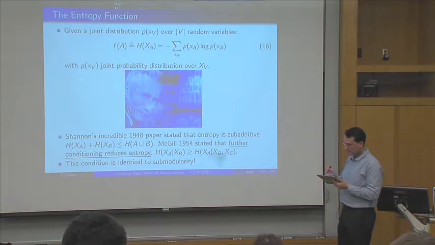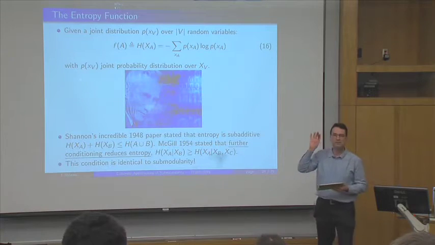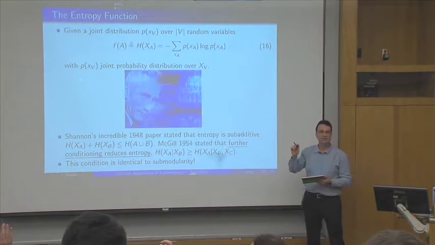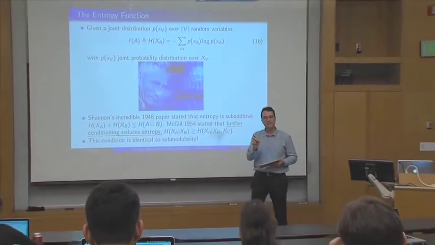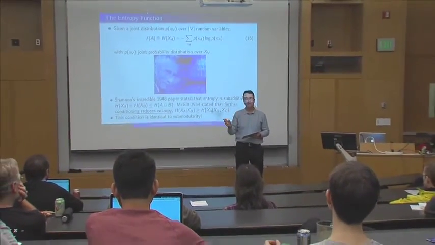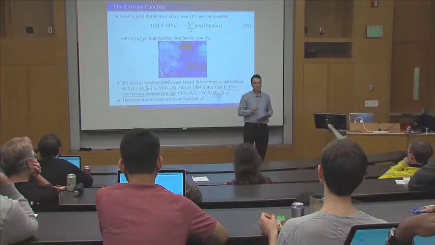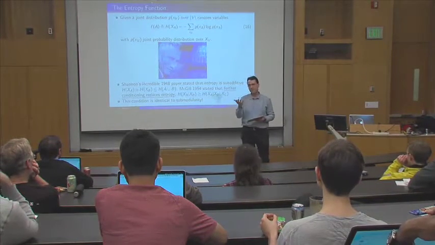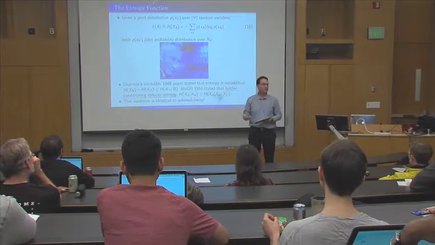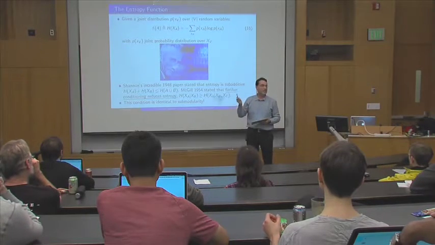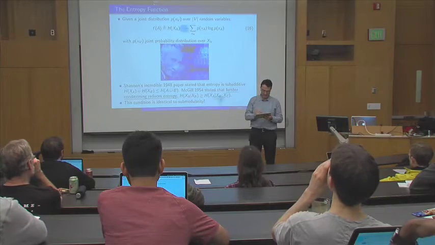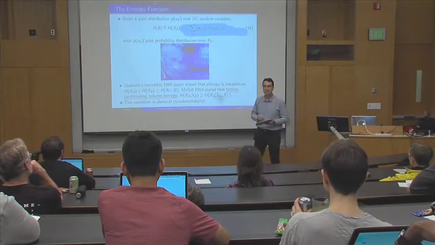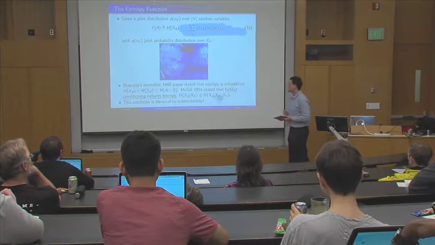Raise your hand if you know what the entropy function is. Okay, good. Now here we're not talking about the entropy function as a function of the probability distribution that's governing the random variables. We're thinking of the entropy function as a function of the subset of random variables over which we're measuring the entropy. So A is an index set of random variables, and the entropy function is defined as computing the entropy over that subset of random variables. This turns out to be a submodular function.